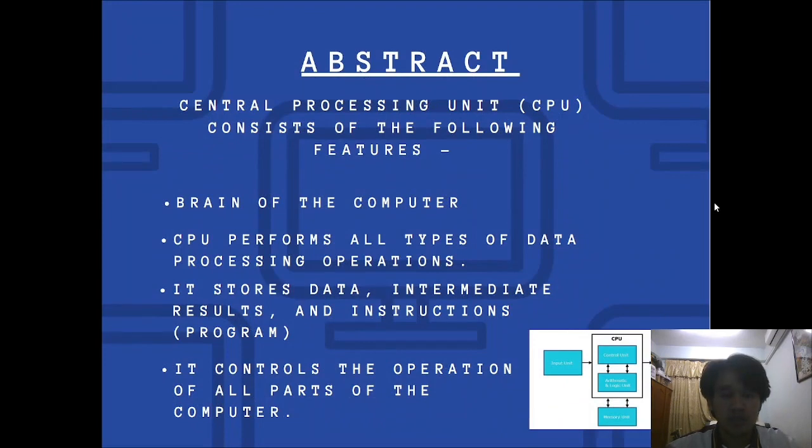Okay, for the abstract, the Central Processing Unit, which is CPU, consists of the following features. Number 1, brain of the computer. Number 2, CPU performs all types of data processing operations. It stores data, intermediate results, and instructions, which is the program. It controls the operation of all parts of the computer.